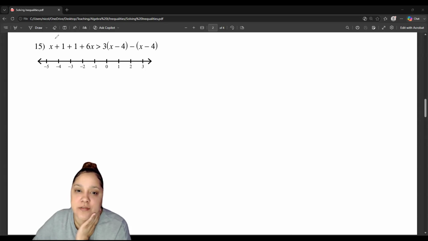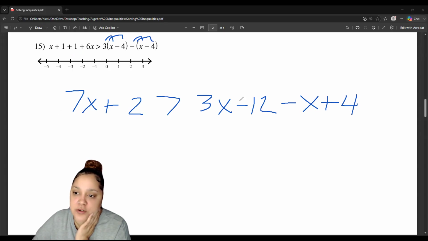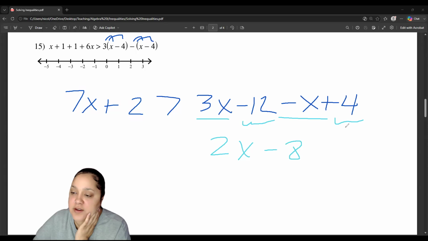Okay, so here you want to always combine like terms first on either side. So that gets us x plus 6x, which is 7x, and then 1 plus 1, which is 2, is greater than... you always want to distribute when you can. So we're going to distribute twice here: 3x minus 12, negative x plus 4. And then here we can combine like terms. 3x minus x is 2x, and then you have -12 plus 4, which is -8. And so you have 7x plus 2 is greater than 2x minus 8.